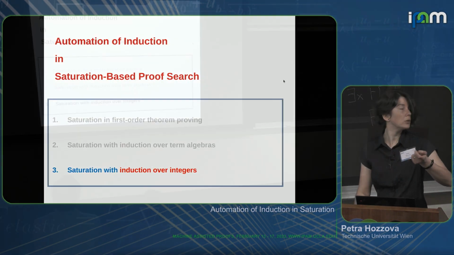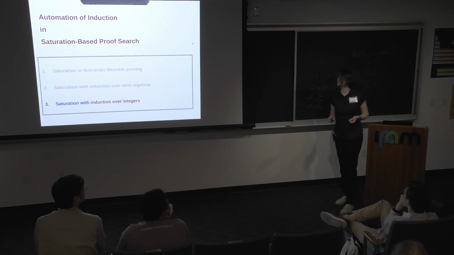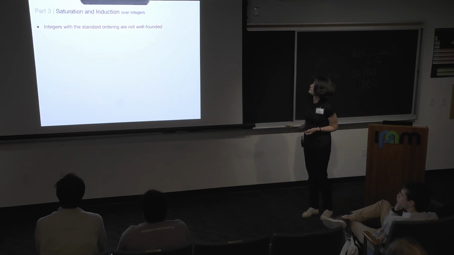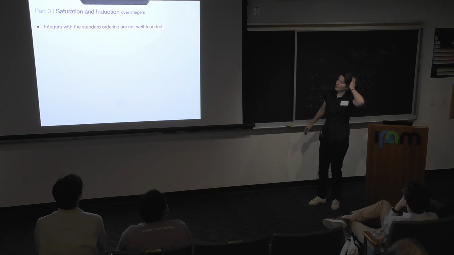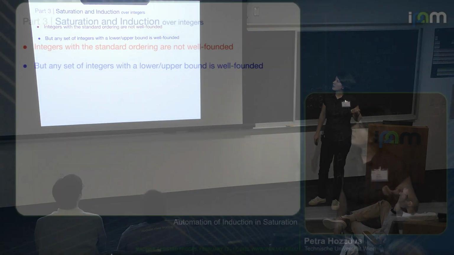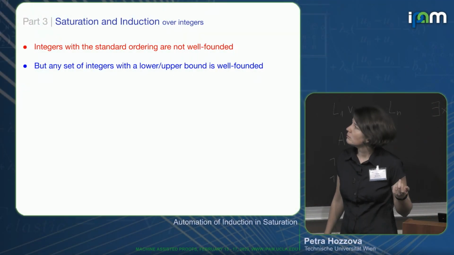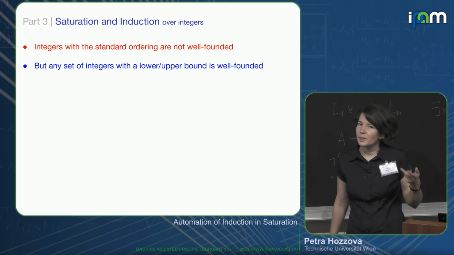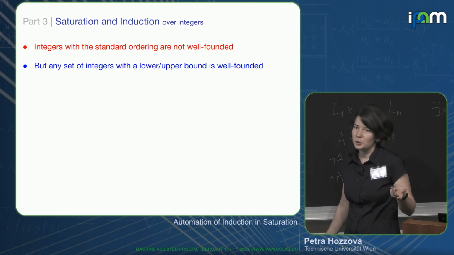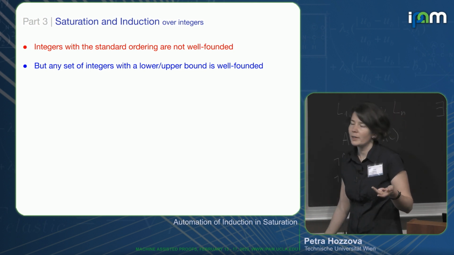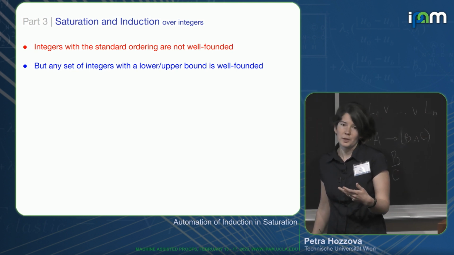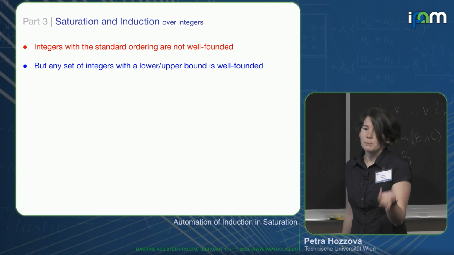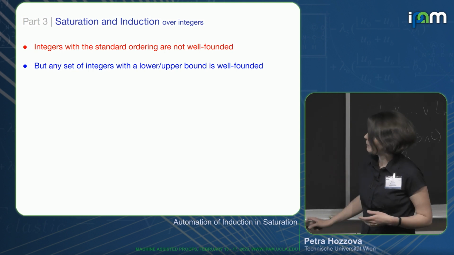And now over to integers. I think I have like 6 minutes to cover that. That should be enough time. So the problem that I already mentioned at the beginning of the talk with integers is that obviously they are not well-founded, so how do we apply induction on that? We take advantage of the very simple observation that any set of integers with a lower or an upper bound is well-founded, and we apply induction over intervals of integers, either finite or infinite, but with at least a lower or at least an upper bound.